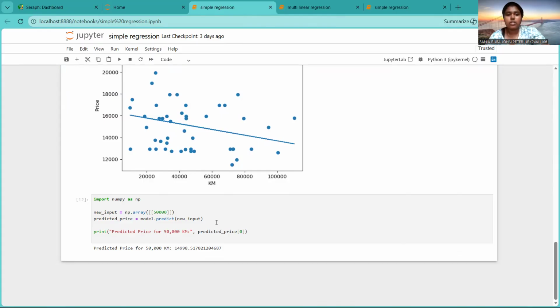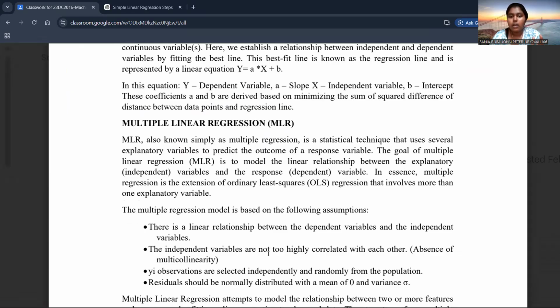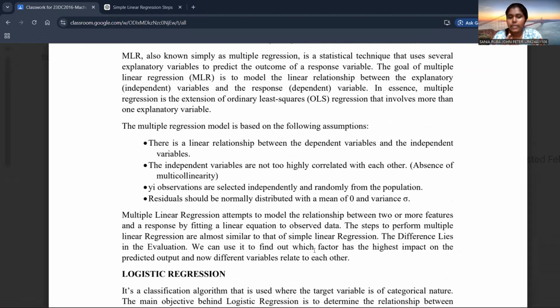Multiple regression is also called MLR, multiple linear regression. It's a statistical technique, and we will be predicting the outcome of a response variable. We will be using several explanatory variables to predict the output of the response variable. The goal of multiple linear regression is to model the linear relationship between the explanatory variables and the response variable. It is based on the independent variables.